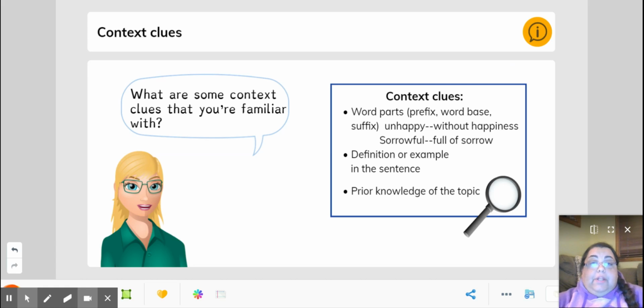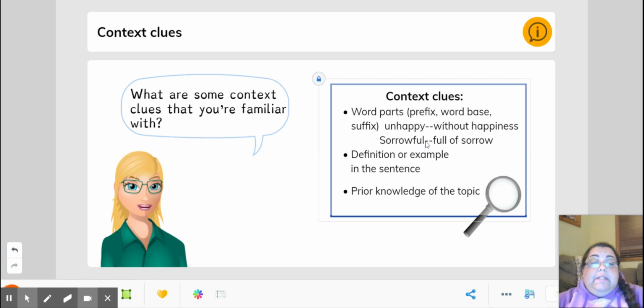What are some context clues that you're familiar with? By now we've gone over these a couple of times, but let's go over them once again to make sure we're all on the same page. The first context clue that we can use are word parts. Prefixes, word base, and suffixes are all word parts. In the word unhappy, the prefix un means without. So when you add that to happy, you get without happiness. In the word sorrowful, the suffix full adds the words full of to the base word sorrow. So sorrowful equals full of sorrow.